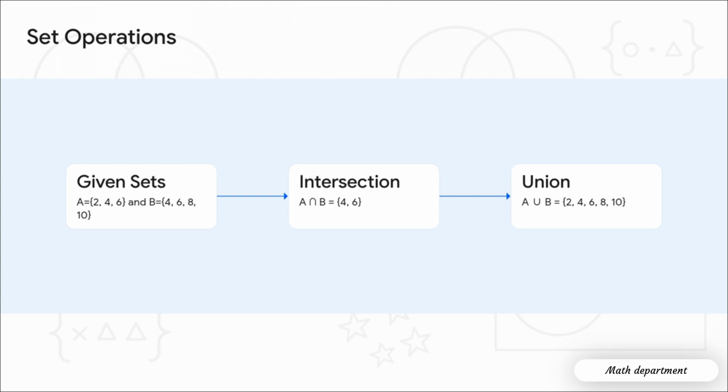Now for the union. I'll just write down all of set A to start, 2, 4, 6. Now I'll look over at set B to add the rest. B has 4 and 6, but we already wrote those down and we never repeat. So we just add the 8 and the 10, meaning our final union is 2, 4, 6, 8, 10.